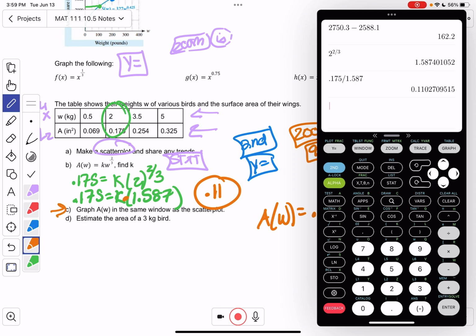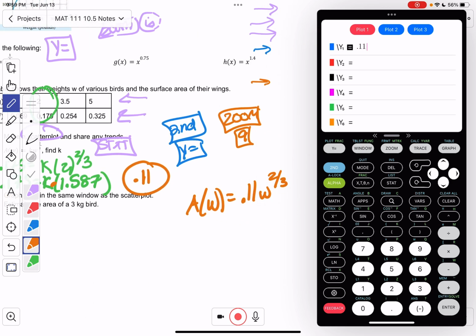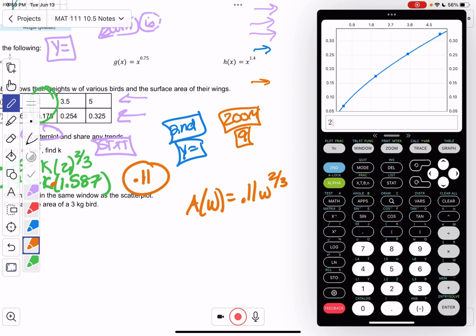Now C says graph it in the same window. So we're going to hit Y equals, and we're going to type that equation in here. 0.11, choose our X, caret 2/3, and then hit graph. If you just hit the graph button in the top right, it doesn't change the window. And look, that line goes right through our points. So we know it's not exactly perfect on that top point, but it's pretty close.